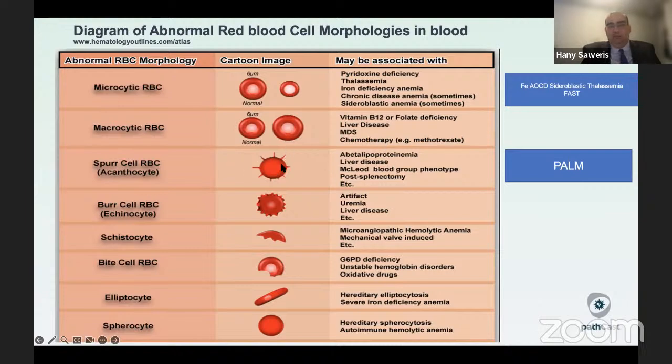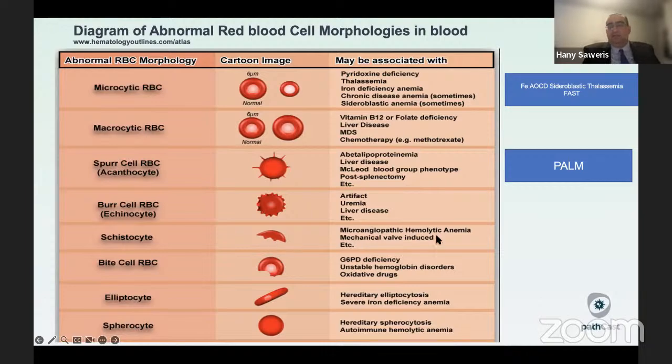Spur cells, or acanthocytes, with these long spikes going on here, and I gave that mnemonic. Burr cells, or echinocytes, we see them a lot in the peripheral smear. As an artifact, this is the most common thing, so please do not rush to diagnose Burr cells. Make sure that's not an artifact. If it's not, then it could be liver disease or renal failure.